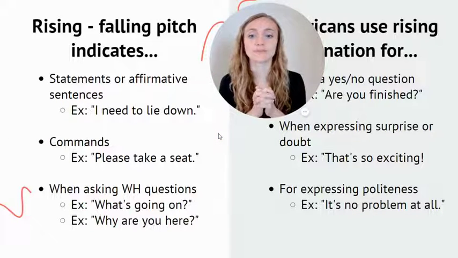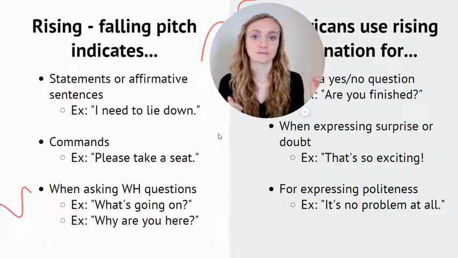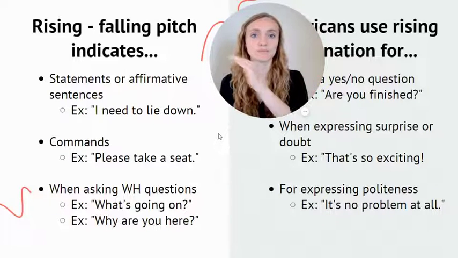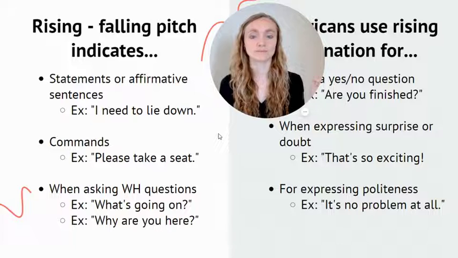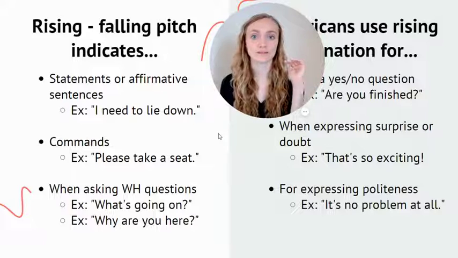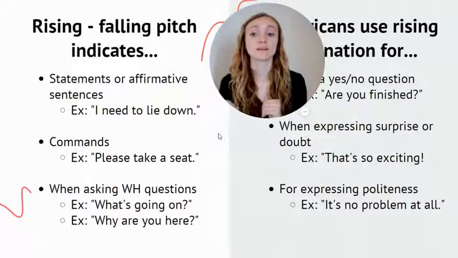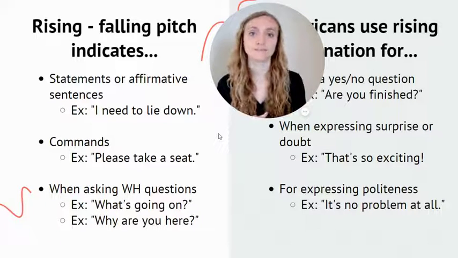So for example, I need to lie down. Practice this with me. I need to lie down. Down, down. So we finish the sentence with falling intonation. I need to lie down. Commands. So if I want to tell you to do something, please take a seat. Please take a seat. So I'm ending on falling intonation.